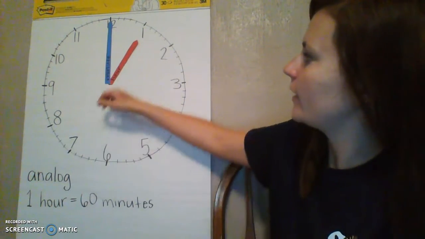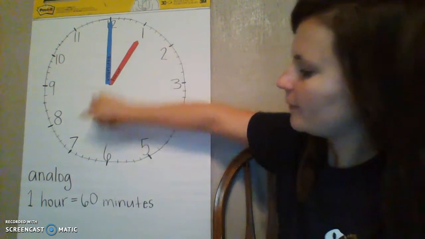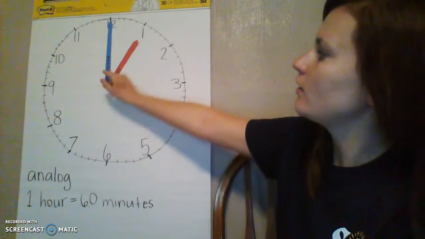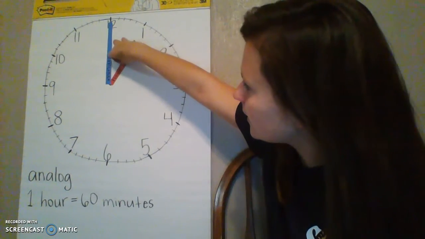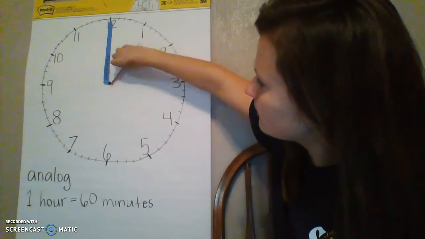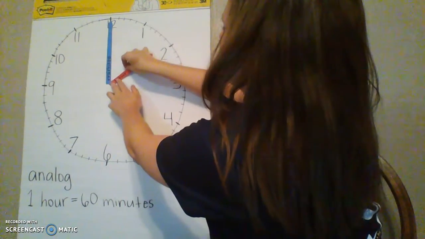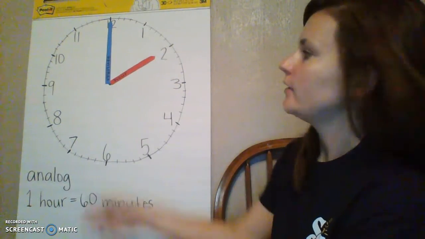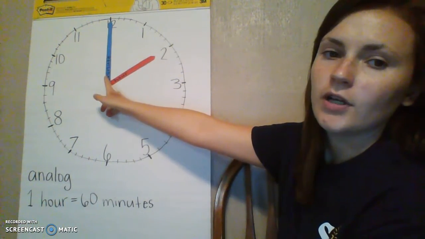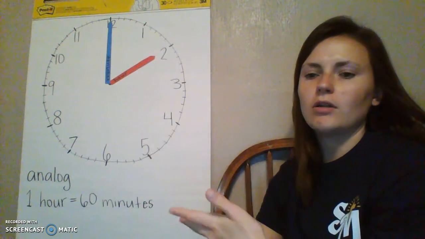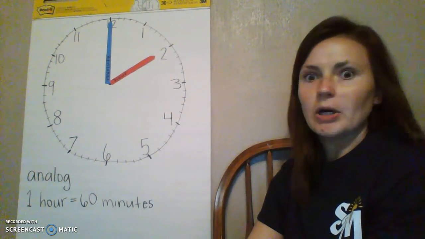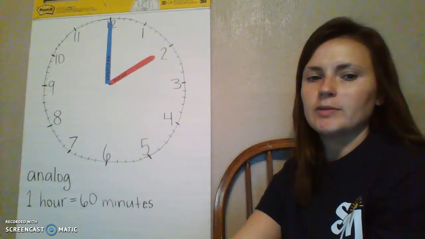Okay, if the hour hand moves, that means it's been 60 minutes. So if we go 1 o'clock and then 60 minutes later, it will be 2 o'clock. And the hour will point directly to the 2. The minute will be on the 12. So anytime it's 2 o'clock, 3 o'clock, 4 o'clock, something o'clock, the minute hand will always be pointing to the 12.